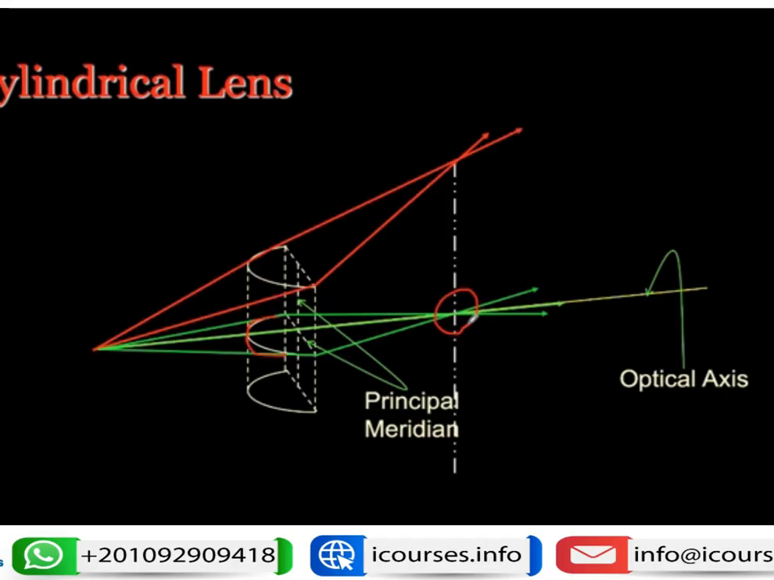Refraction through the same horizontal meridian at different levels will cause multiple focal points. The junction of these focal points will form a focal line, and this focal line will be parallel to the axis and perpendicular to the meridian of the horizontal power.